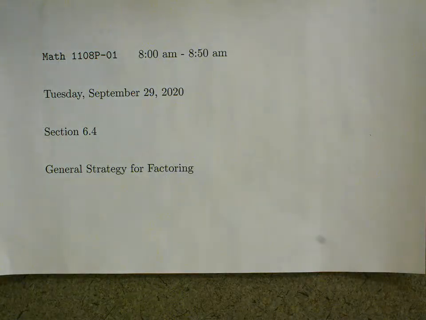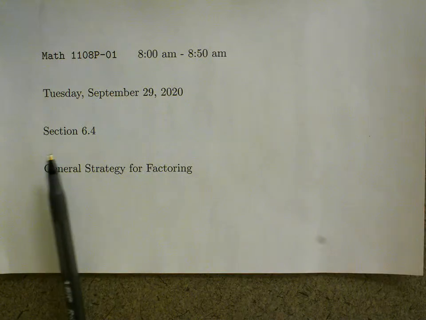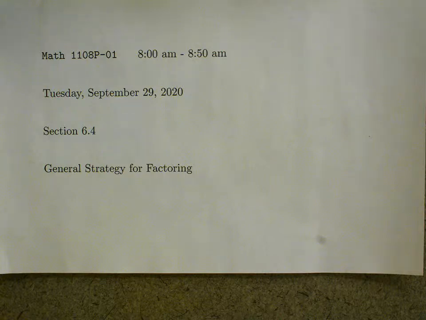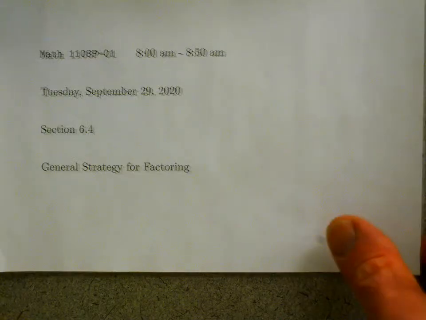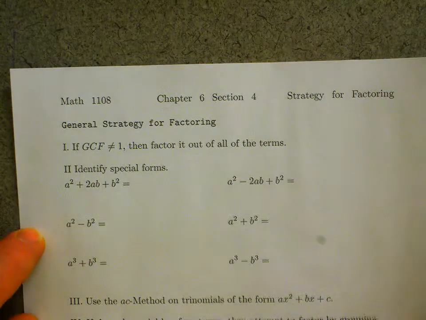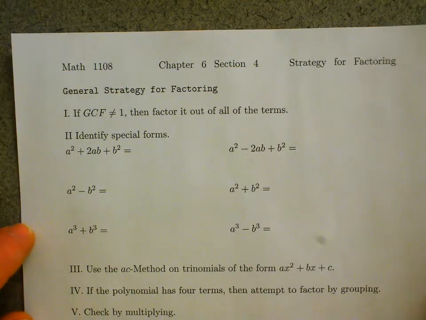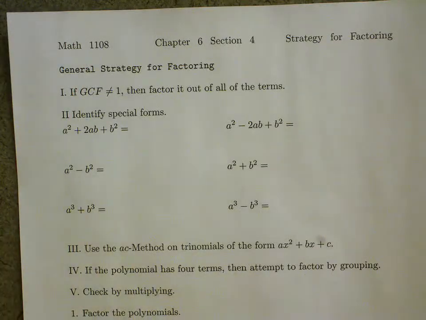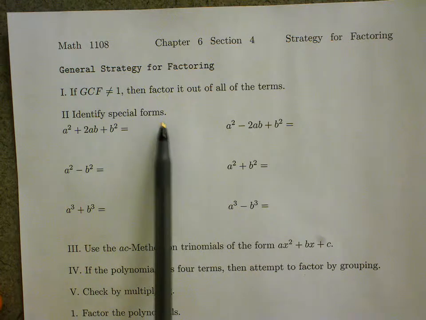Okay, it's 8 o'clock. Today in section 6.4, we'll discuss a general strategy for factoring. On some tests, you won't be told what kind of polynomial you're looking at. You'll have to figure that out on a case-by-case basis. So here's a general strategy for factoring.